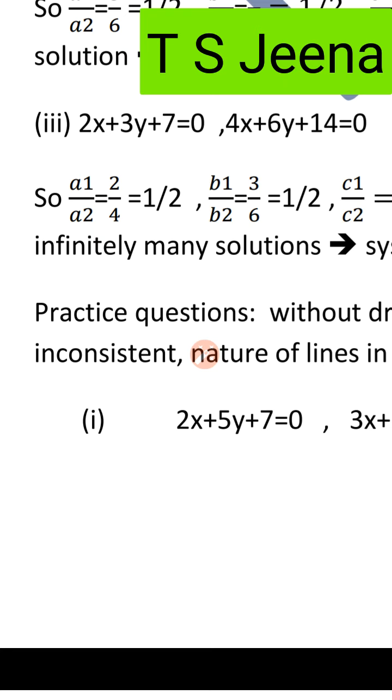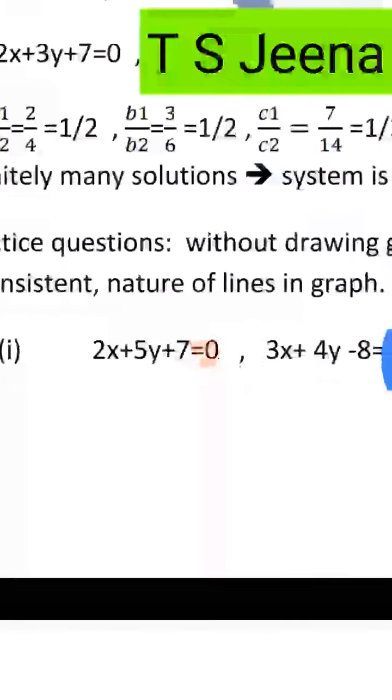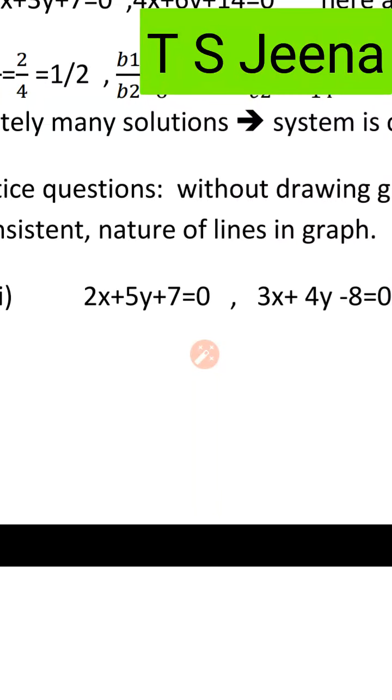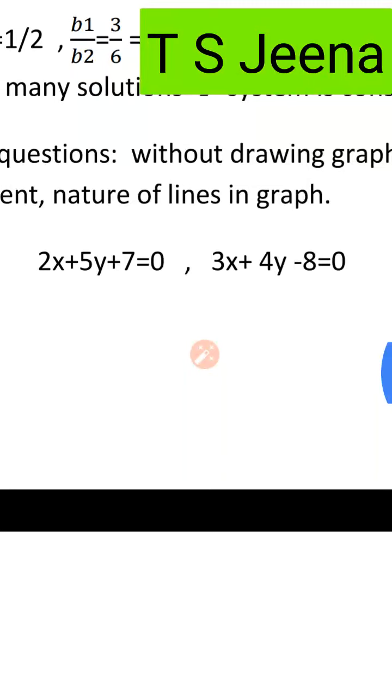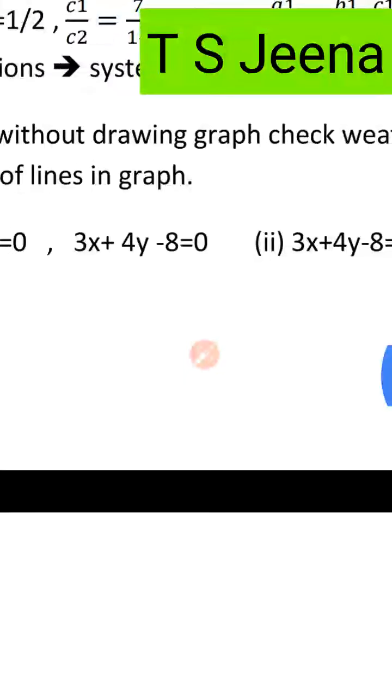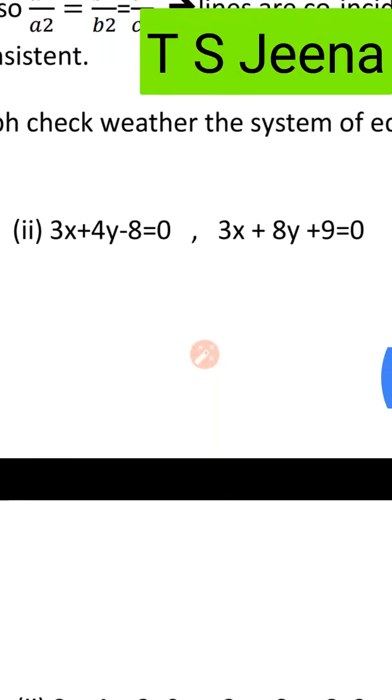Now, a few practice questions are for you. You have to do as in the above examples, whether the system is consistent or inconsistent, and which kind of solution it has. This you have to write. Nature of lines you have to write, whether it is consistent or inconsistent. The first pair is here: 2x plus 5y plus 7 equal to 0, 3x plus 4y minus 8 is 0, a1 upon a2, b1 upon b2 and c1 upon c2.